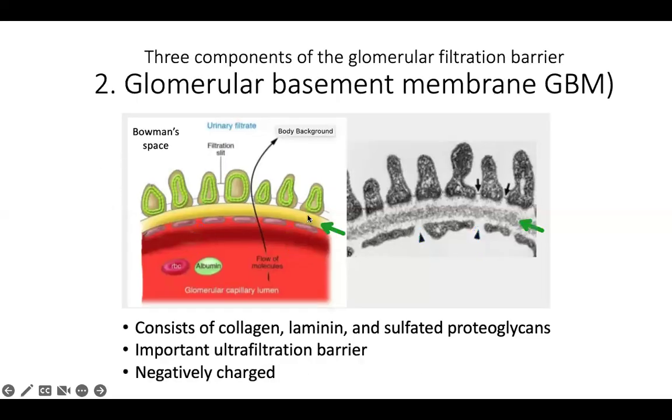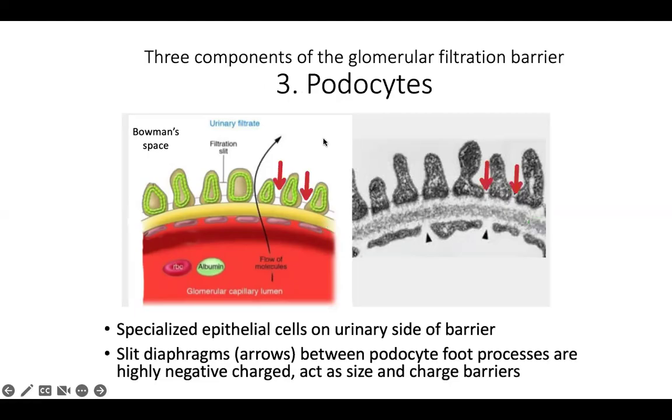And then the next component is your glomerular basement membrane, which is made of collagen, laminin, and proteoglycans. Again, very important for not allowing bigger molecules to pass through, but getting rid of the smaller molecules, waste products. And then the urinary filtrate, finally, before it gets out, has to get through the podocytes. So the podocytes, again, are very specialized epithelial cells.